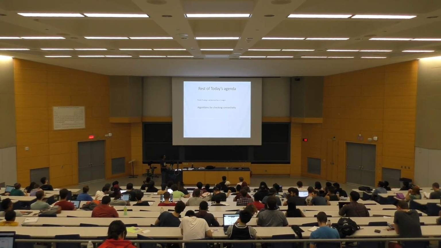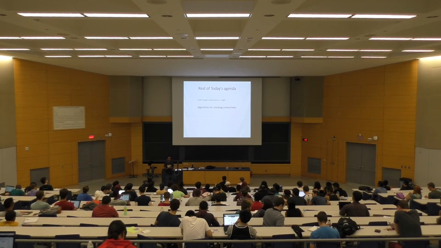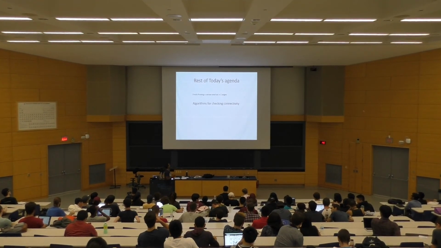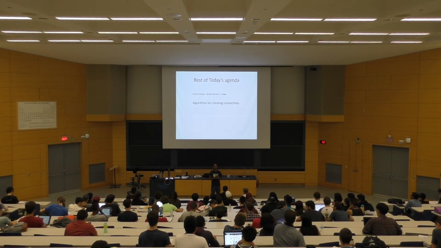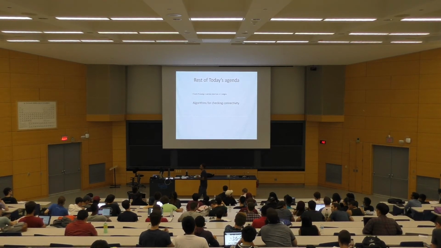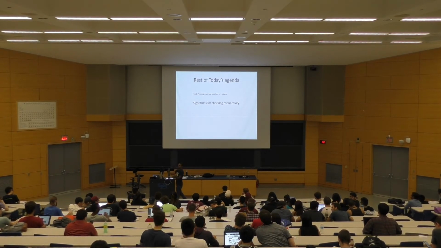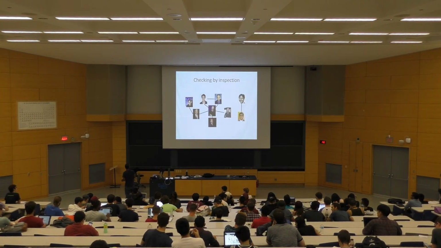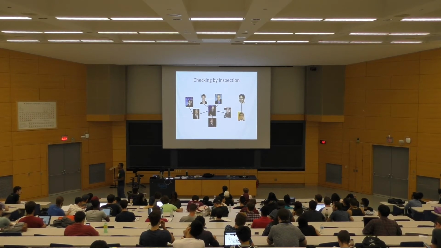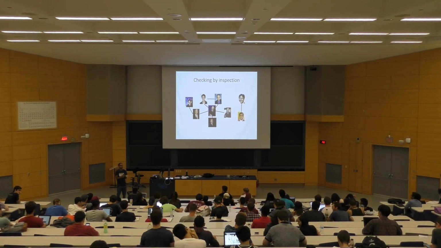So in the remaining 7 odd minutes, we're going to talk about the following algorithmic problems. As I mentioned before, we want to check whether a graph is connected or not. So what does this mean? I give you, say, an undirected graph, and your algorithm should say whether the graph is connected or not.